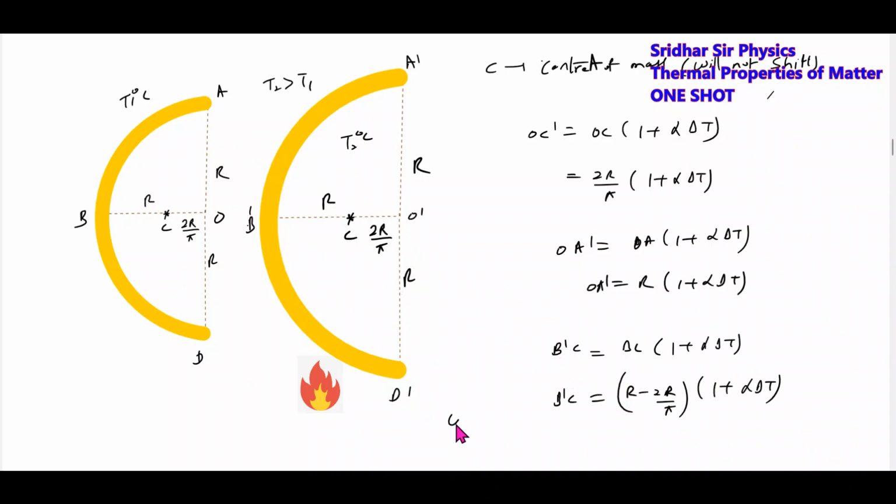All quantities will change. OD dash greater than OD. B dash A dash greater than B. Everything will expand. Center of mass will not shift. Only this will not shift. Different shaped objects you must learn here.